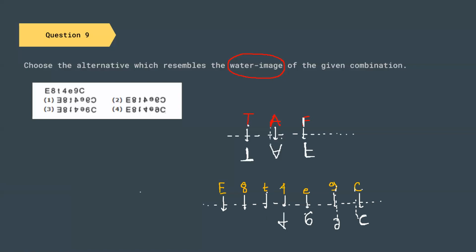For T, this upper portion will be translated here, it will look like this. 8 will remain the same because from every angle we see 8, it is going to look like this only, and E will be translated here like this. So this is our final option. So the translation will look like this: E, 8, F, 4, 6, 9, C.